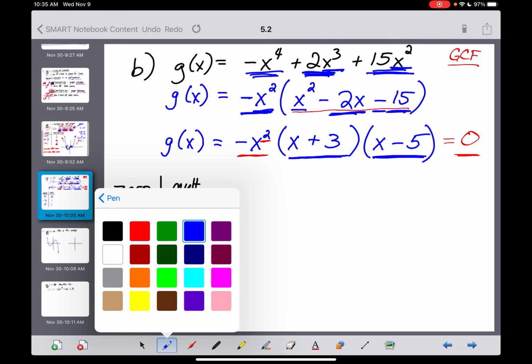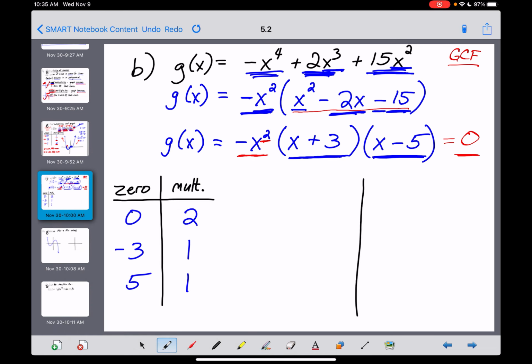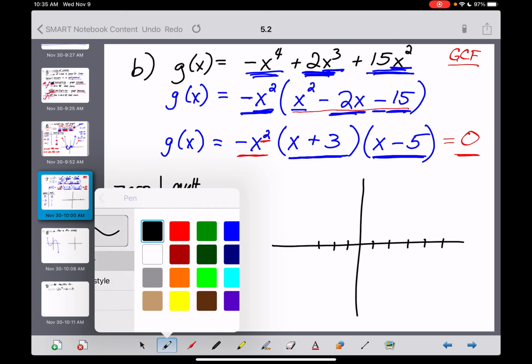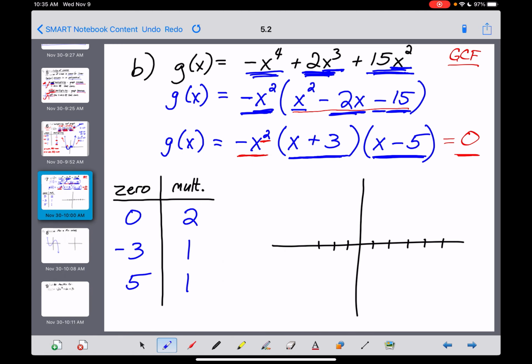So trying to come up with a quick sketch of the graph here, guys, let's see what we've got. I've got zeros at -3 and +5, and at 0. So let's start plotting those points right there. A 0 at 0, got it. A 0 at -3, got it. And a 0 at 5.